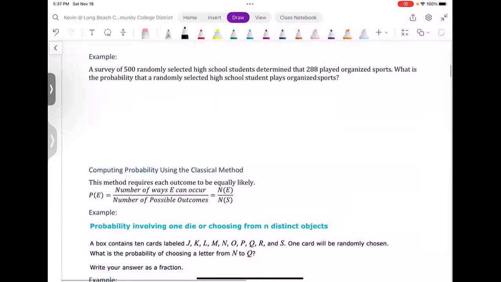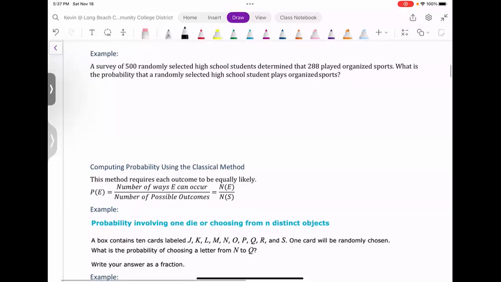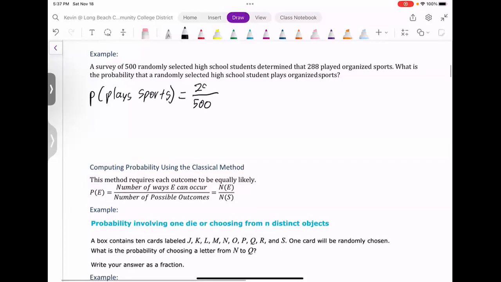A survey of 500 randomly selected high school students determined that 288 played organized sports. What is the probability that a randomly selected high school student plays organized sports? So the probability of plays sports. Well, my denominator is going to be the total, the total of 500 high school students. And it turned out that 288 of them played organized sports.